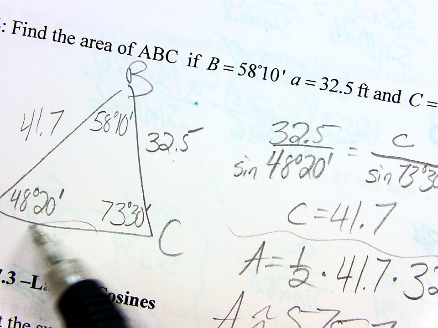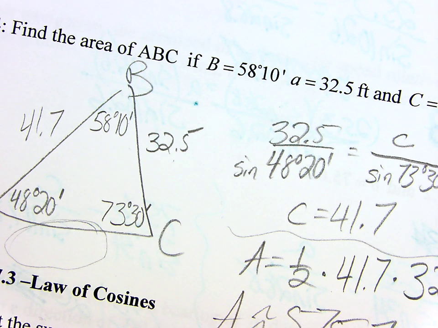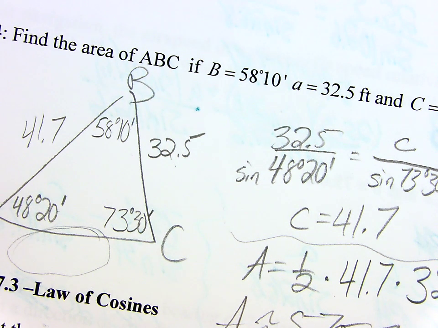Did you solve for this side? I'll show you. It's not wrong if you did that. I think I set it up wrong. Yeah, that's wrong. It's always the side and then the angle opposite it. So it should have been sine 48.3. I just wrote it wrong.